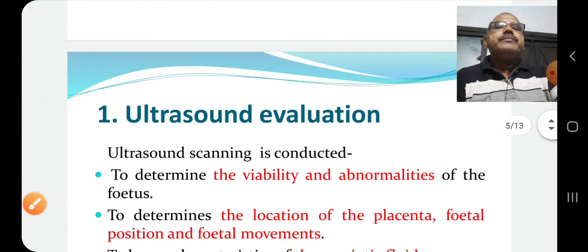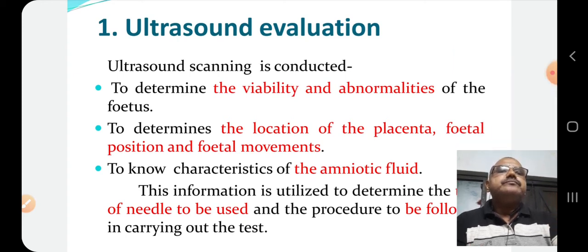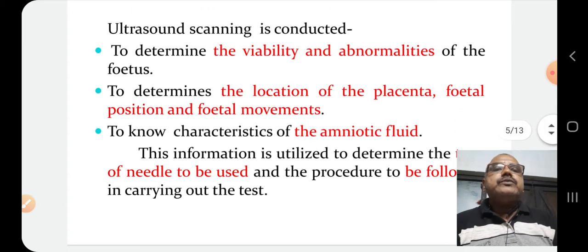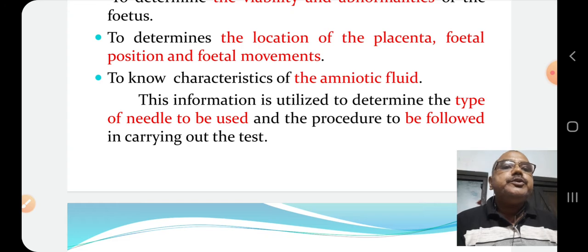Let us go to the step-by-step procedure. The first step is ultrasound evaluation. The ultrasound evaluation is carried out to determine the viability and abnormalities of the fetus. It also helps to determine the location of the placenta, fetal position and fetal movements. It also helps to know the characteristics of the amniotic fluid. This information is utilized to determine the type of needle to be used and the procedure to be followed in carrying out the test.